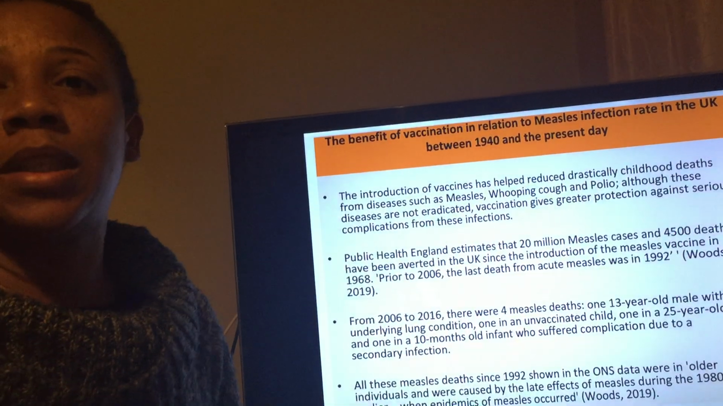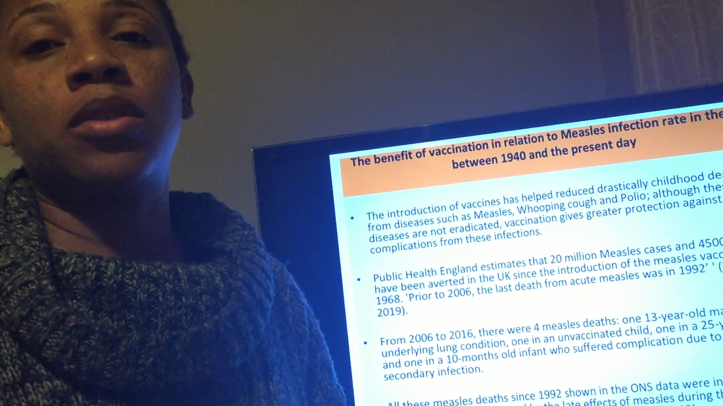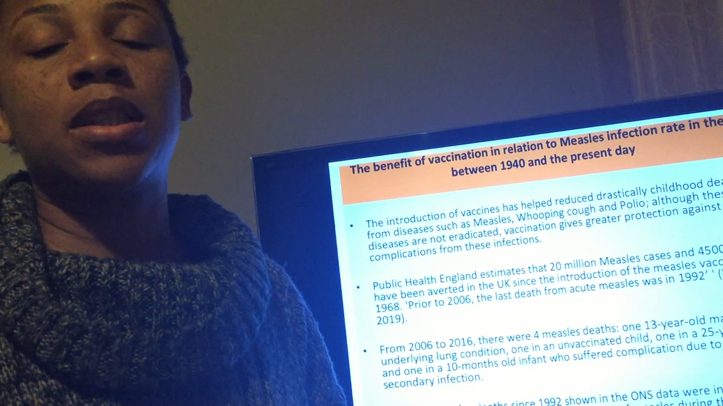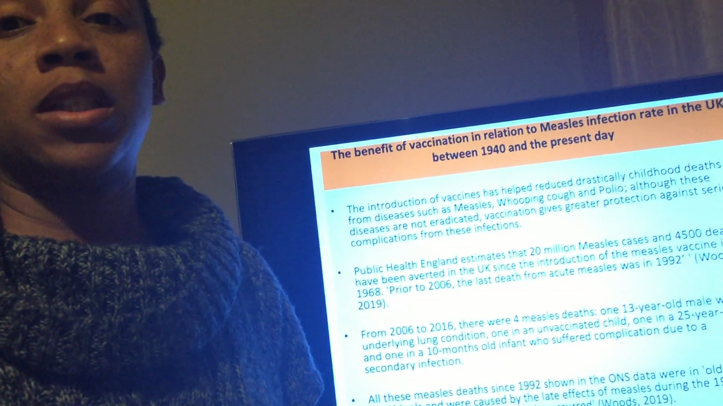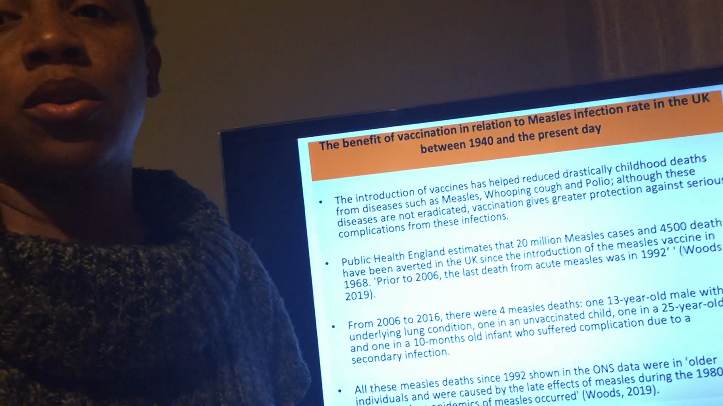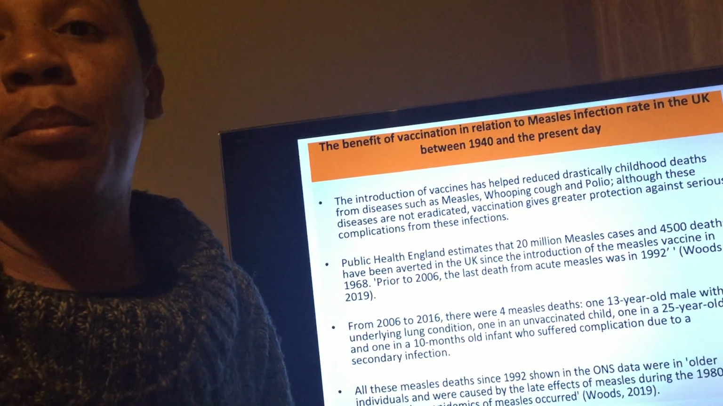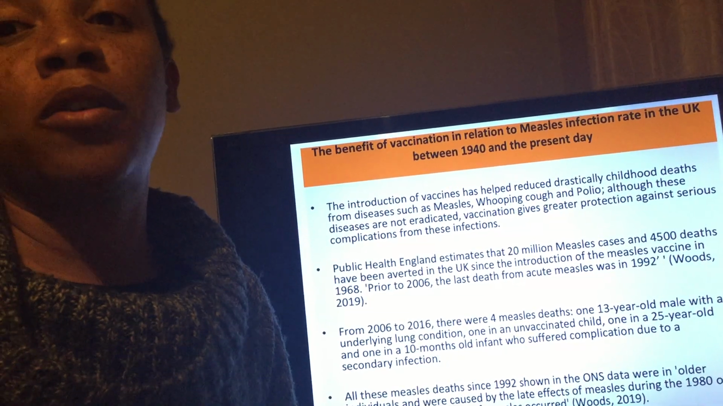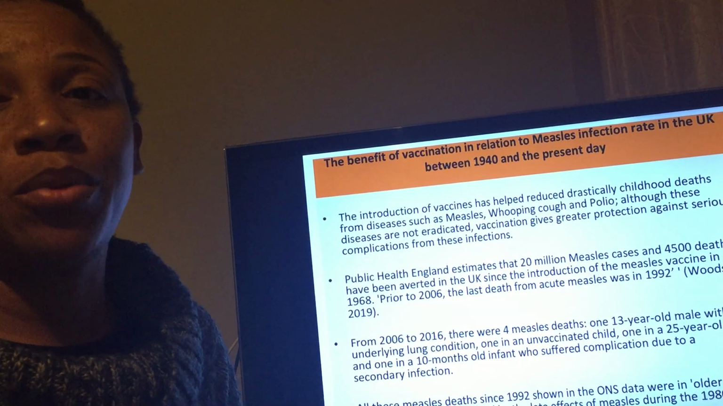Vaccines have had a positive impact on childhood death from many infectious diseases such as measles or polio, and still offer great protection against the various complications from such diseases. Since the introduction of a measles vaccine, for example, in 1968, Public Health England estimates that 4,500 deaths and 20 million measles cases have been prevented.